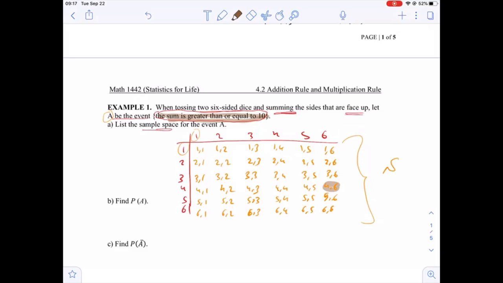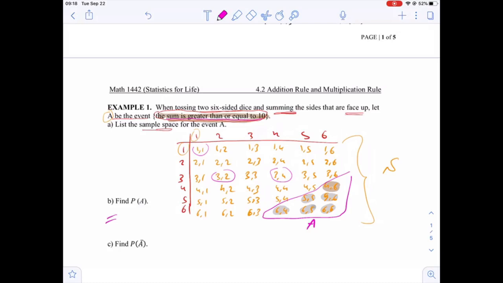Now, as you can see, this sum is greater than or equal to 10. This is equal to 10 actually. And here this is greater than 10. This is greater than 10. These are the only outcomes that give us the event A. Because if you choose this, the sum is 7. And here 5. Here 2, but those do not belong to the event, because the event deals with the numbers whose sum is greater than or equal to 10.